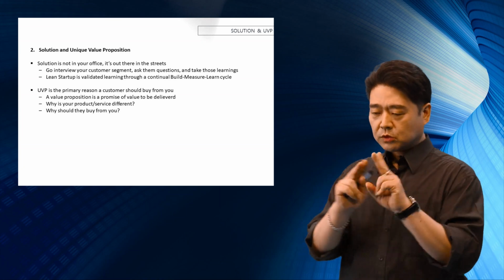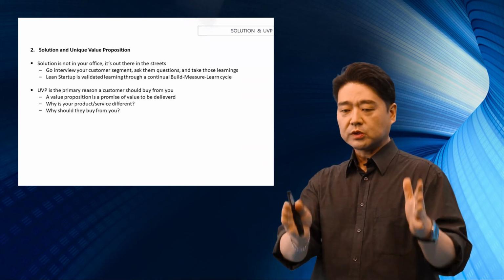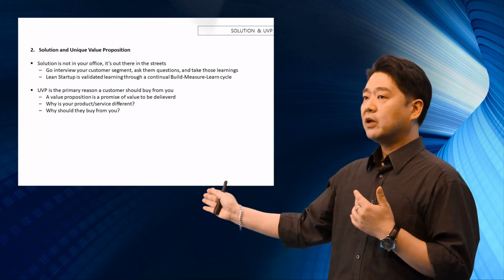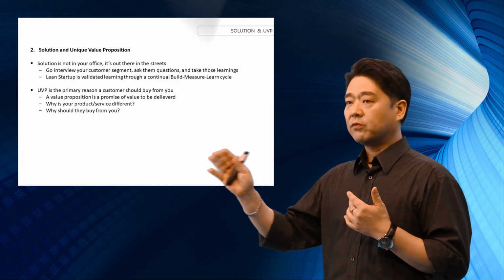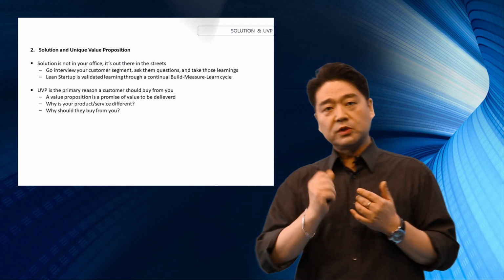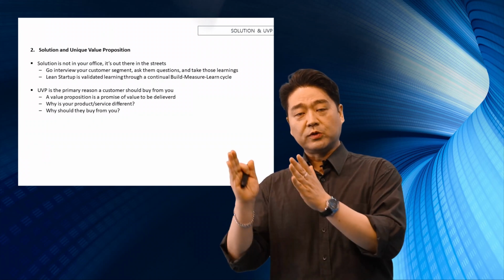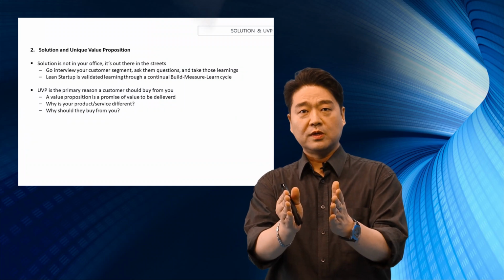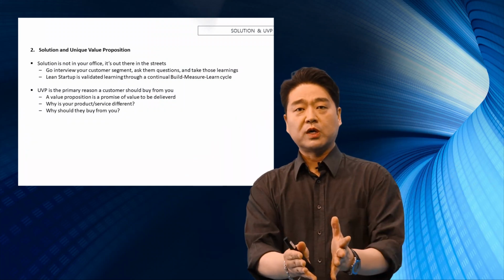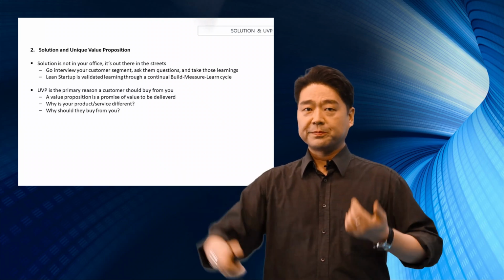So, 2 things. 1, solution is not in your office. Don't sit at a desk and try to do something about it. Go out there. Ask customers. Talk with them. Learn from them and go from there. 2, unique value proposition is about your product. Why customers have to buy from you. Not some generic product, from you. As long as you can say that, you're halfway there.